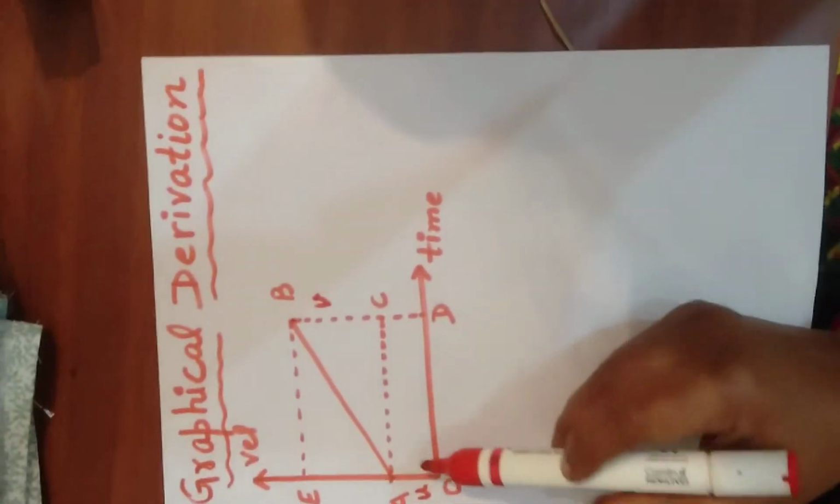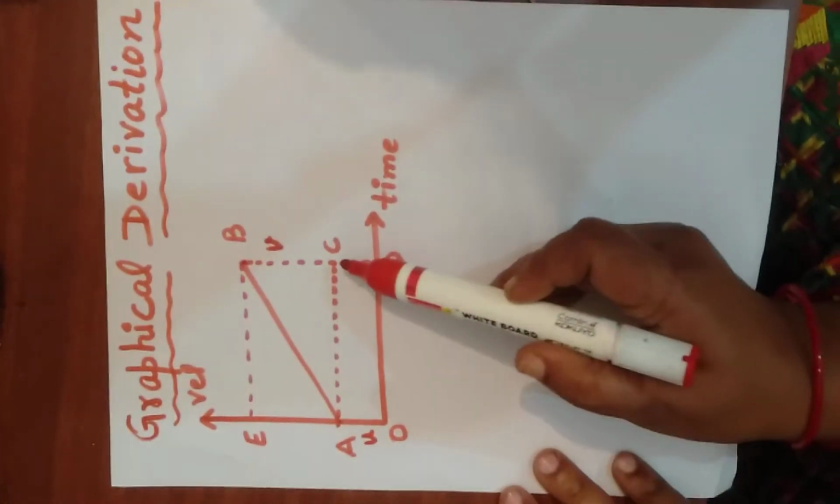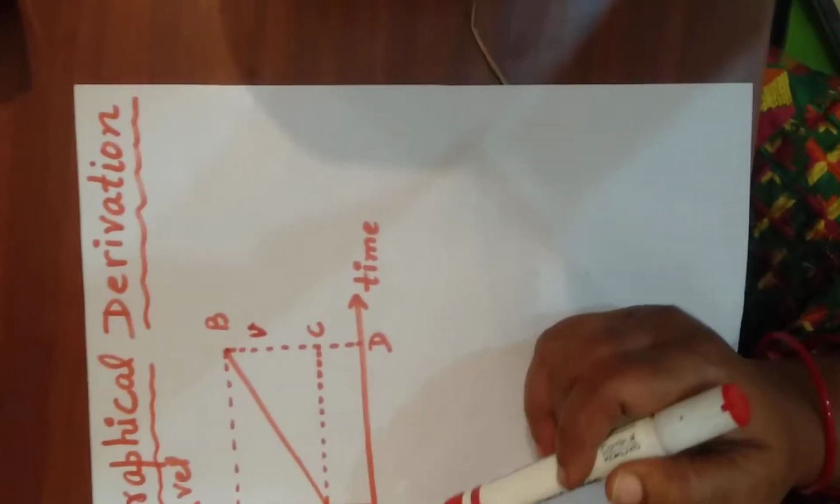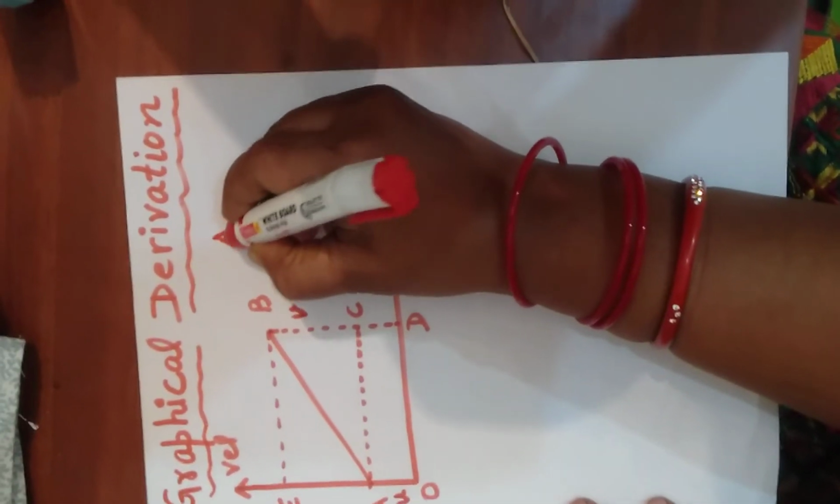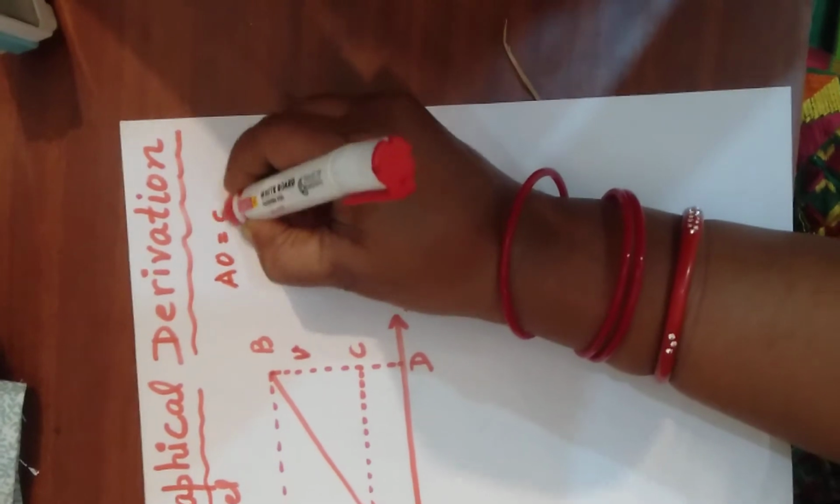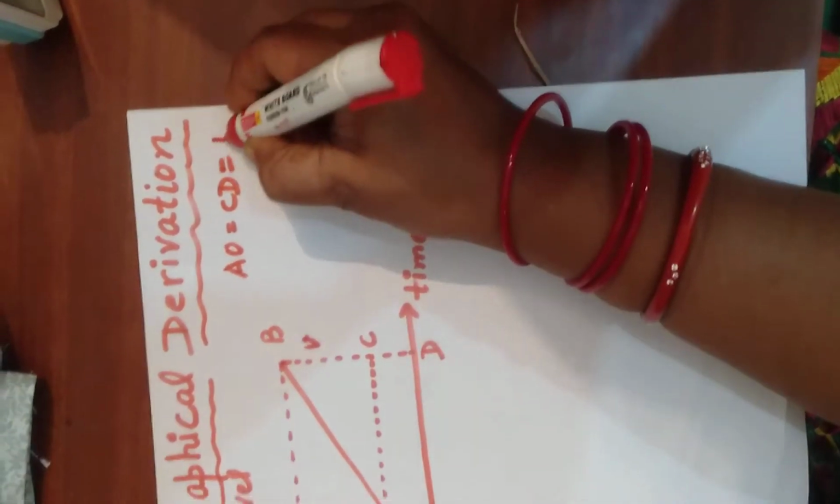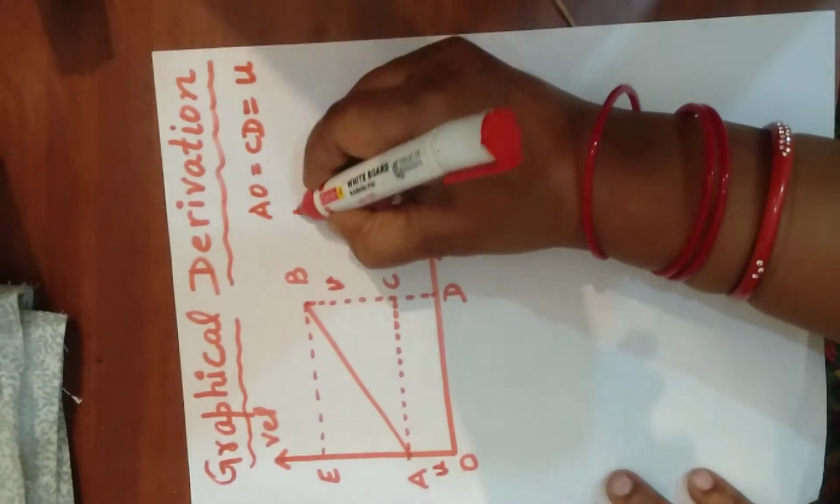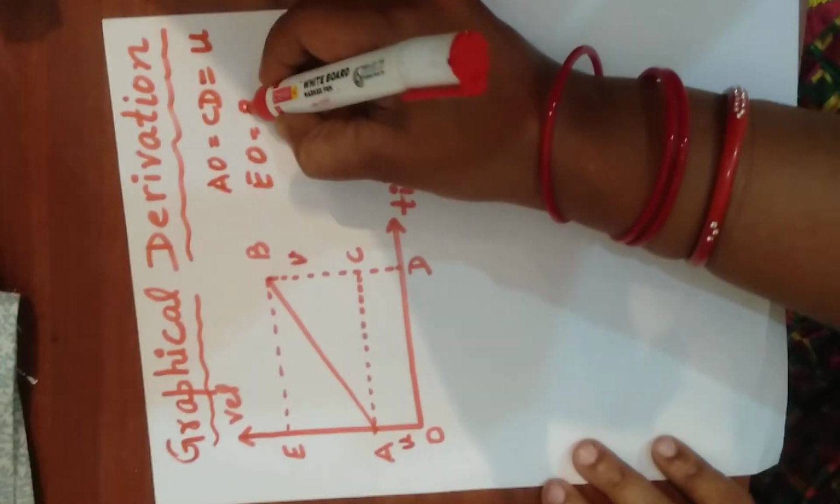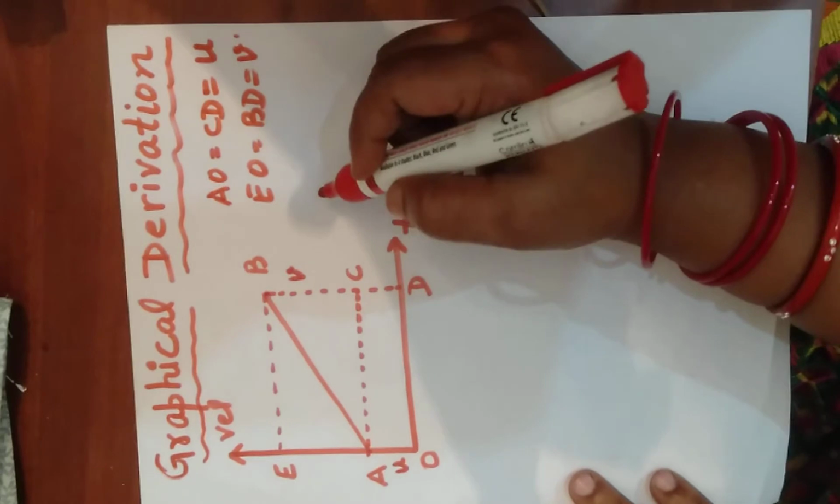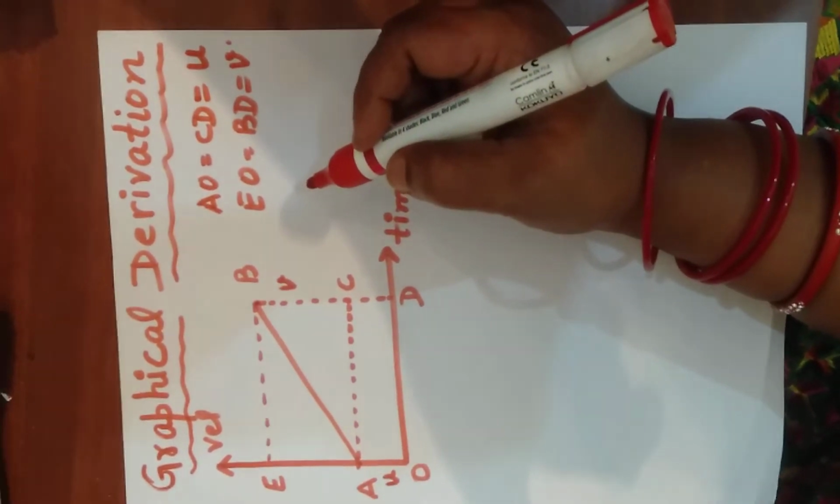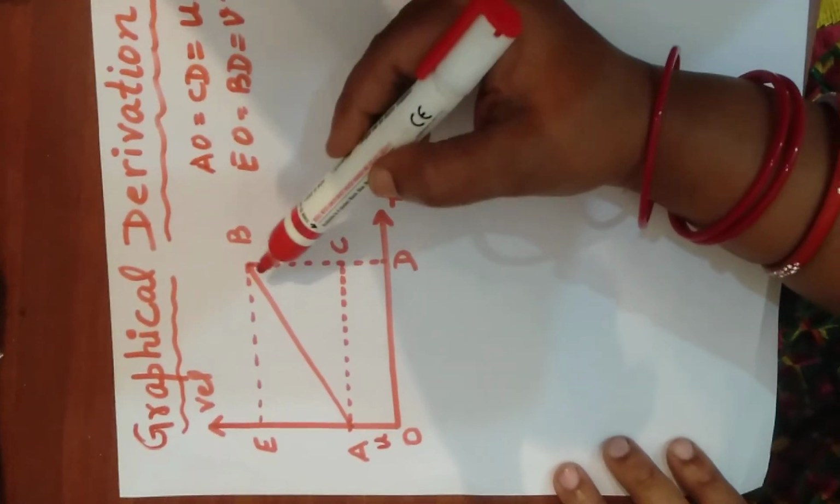One more thing you have to see, this AO is equal to CD and this EO is equal to BD, right? So we can write AO is equal to CD, which is equal to initial velocity, and this EO is equal to BD, which is final velocity, right? Now see where we have to start the derivation. We have to start the derivation with BC.